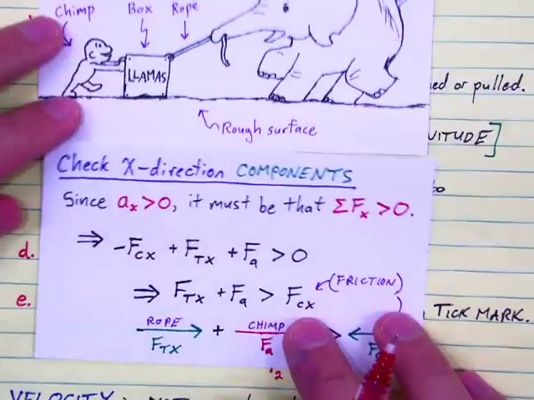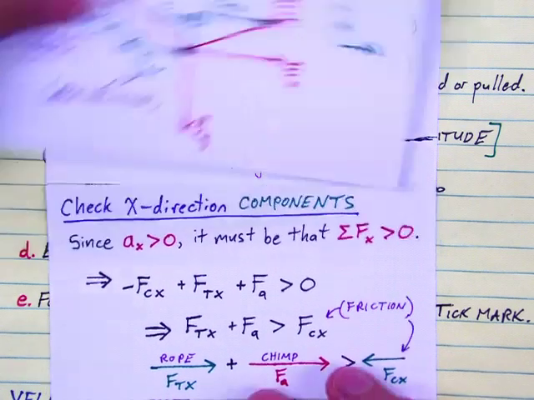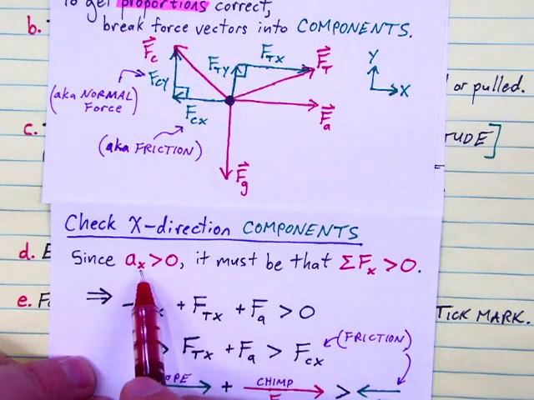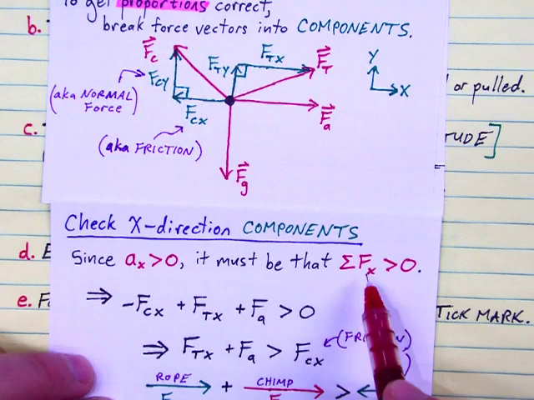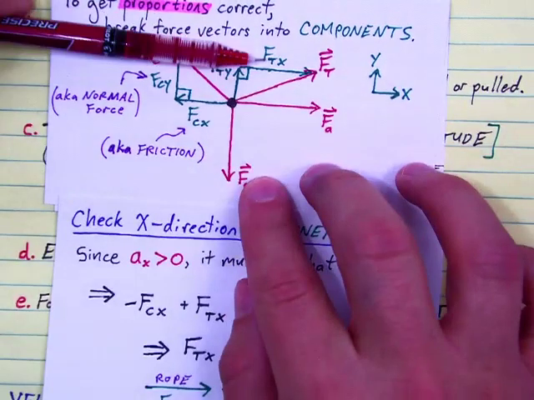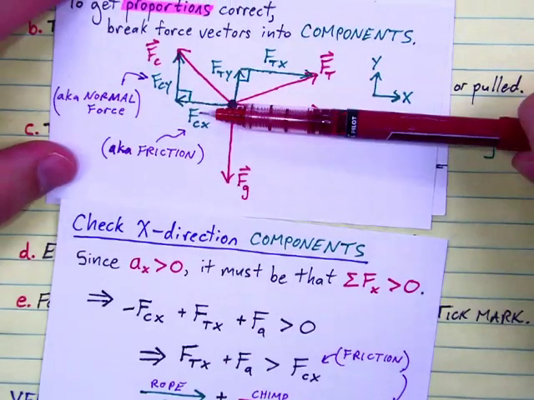Let's consider the x and y components of the forces. If we're accelerating to the right, that means that the net force in the x direction must be to the right. Looking at our diagram, I've got a force to the right here, tension's pulling to the right, the chimp is pushing to the right, and friction is pushing to the left.